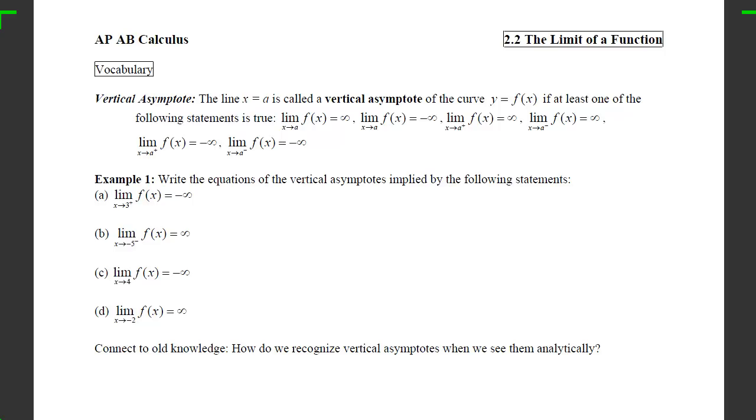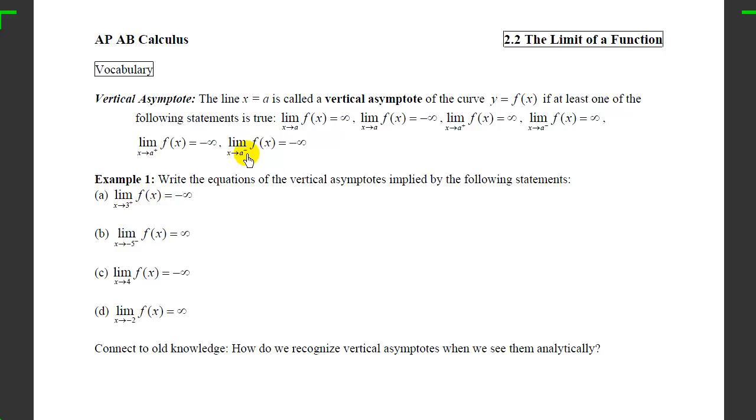So again, we have some vocabulary to help us deal with vertical asymptotes. It turns out that the line x equals a will be a vertical asymptote on the curve of y equals f of x if at least one of the following statements is true. We can either have the limit as x approaches a of f of x equals infinity, or that limit will equal negative infinity, or any of these four one-sided limits involving infinity or negative infinity can be true.